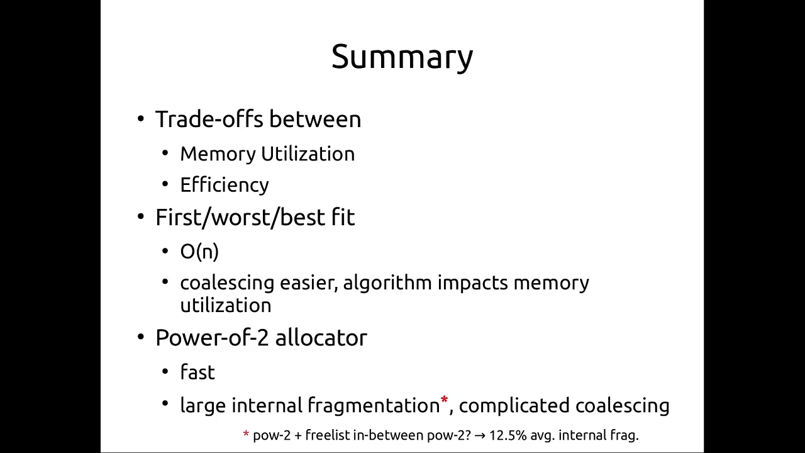I do want to mention that though what we went over today has very large internal fragmentation, there are power of 2 allocators that do power of 2, but then have another bin between each of the powers of 2. Because now we don't just have power of 2, we have power of 2 and then a midway point in between, you can see that it ends up having about 12.5% average internal fragmentation. But I'm not going to go into that.